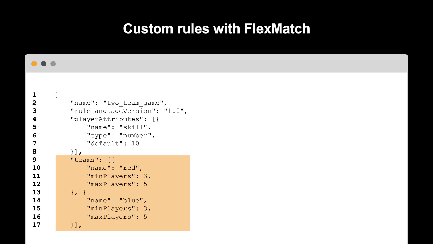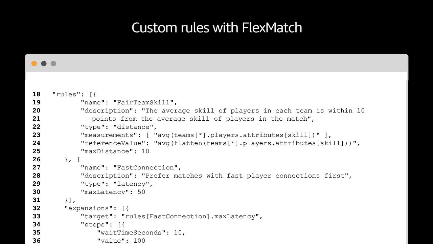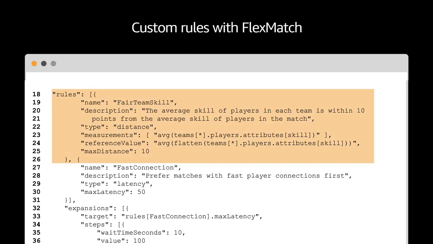And finally, we get to dive right into the rules. The first rule that we'll define is the fair team skill. What this rule is attempting to do is take the average of the players on each team within a given match that's being evaluated. It will then compare that per-team average to the average of all players in the match to make sure that all players, in this case, are within 10 skill points of one another. It does that with two fields, the measurements field and the reference value field.